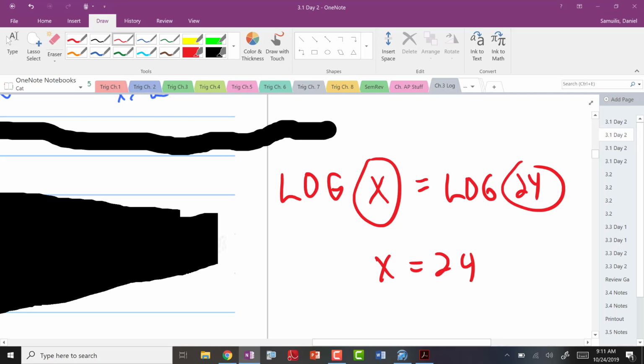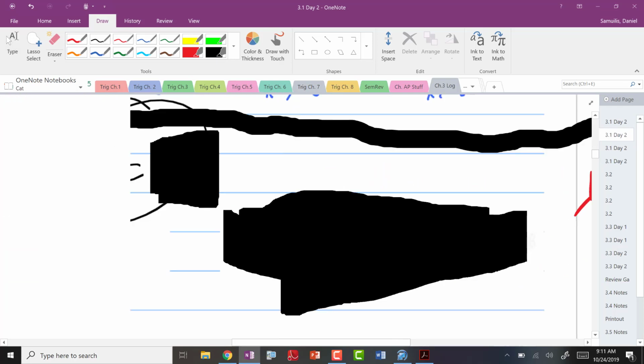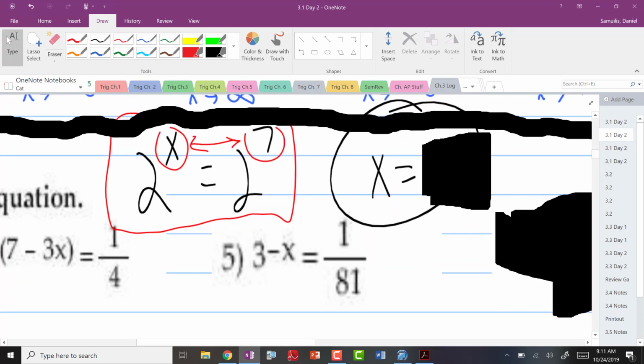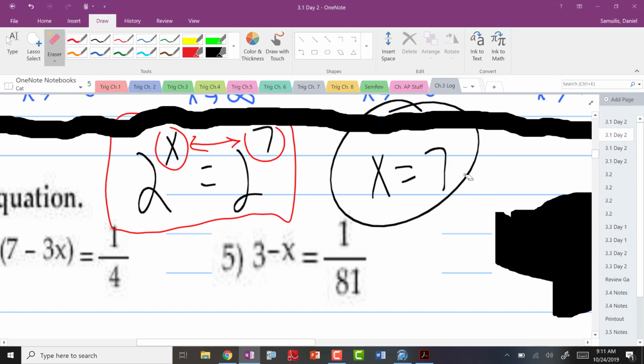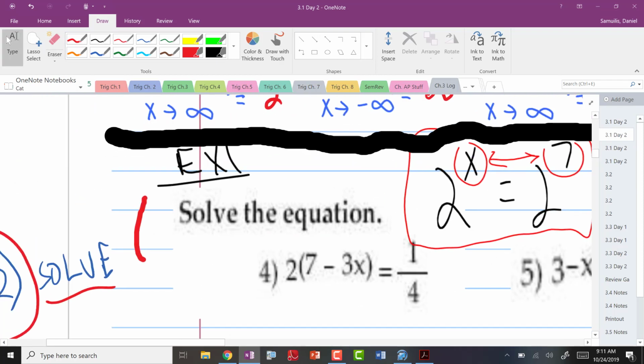If I have log equals log, basically we can drop the logs because it's common sense. Just like this should be common sense. I don't really know what this is, but I think x has to equal 7 so that they match each other, right? Correct? We can solve a trig equation right now.